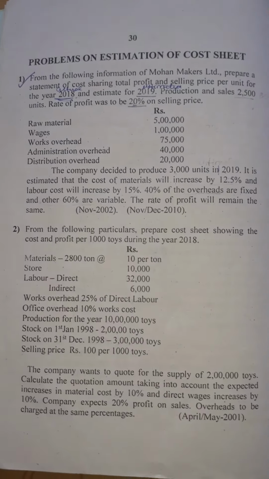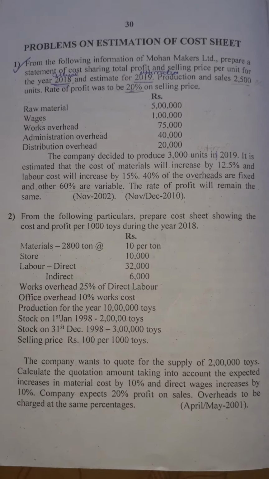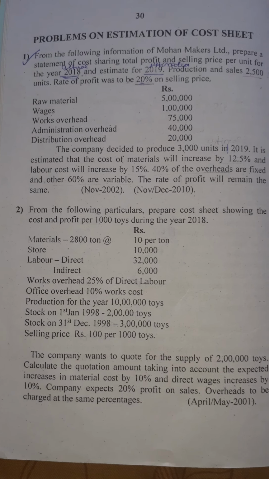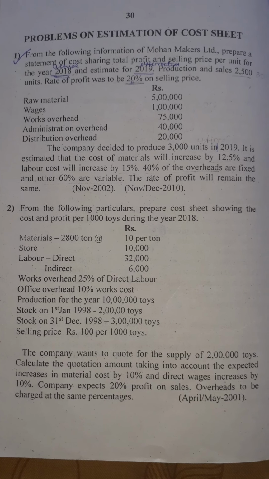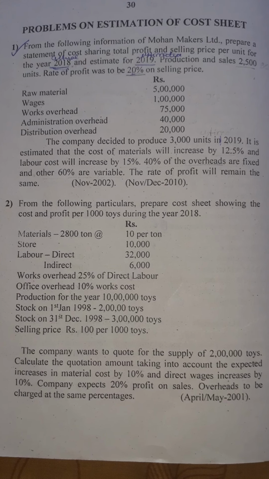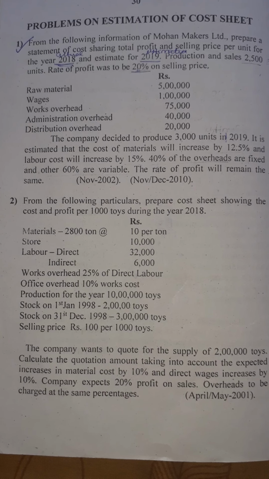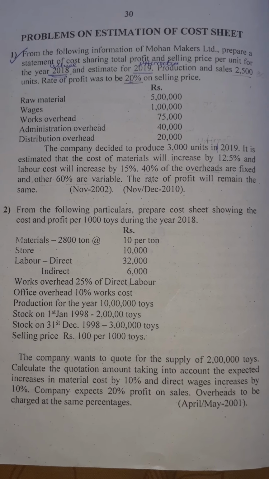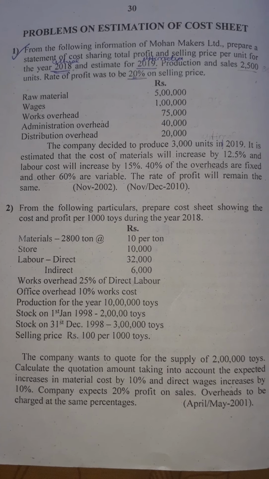From the following information of Mohan Makers Limited, prepare a statement of cost showing total profit and selling price per unit for the year 2018 and estimate for 2019. Production and sales 2500 units. Rate of profit was 20% on selling price. Raw materials 5 lakh, wages 1 lakh, works overhead 75,000, administration overhead 40,000, distribution overhead 20,000. The company decided to produce 3,000 units in 2019.